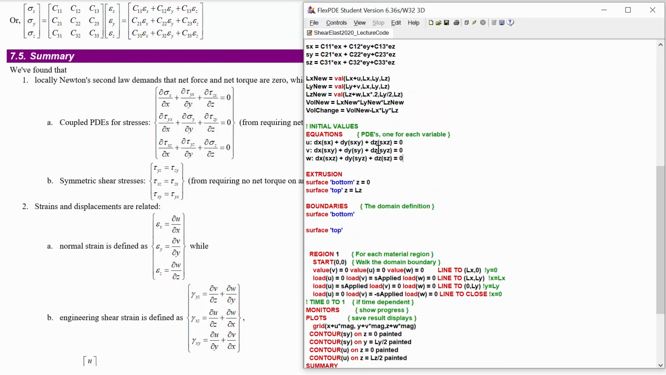But the code is not going to work because it doesn't know what Sxy, Sxz, and Syz are. So it says undefined name. Fortunately, it doesn't give us a logic error like the other code did. It gives us a syntax error saying it has no idea what this thing is.